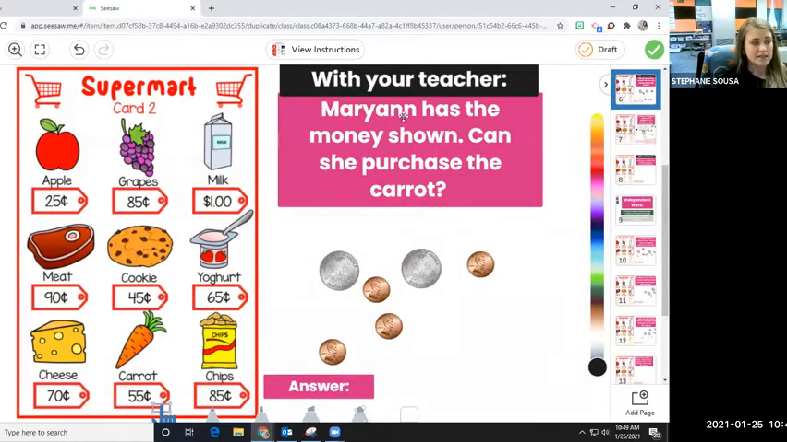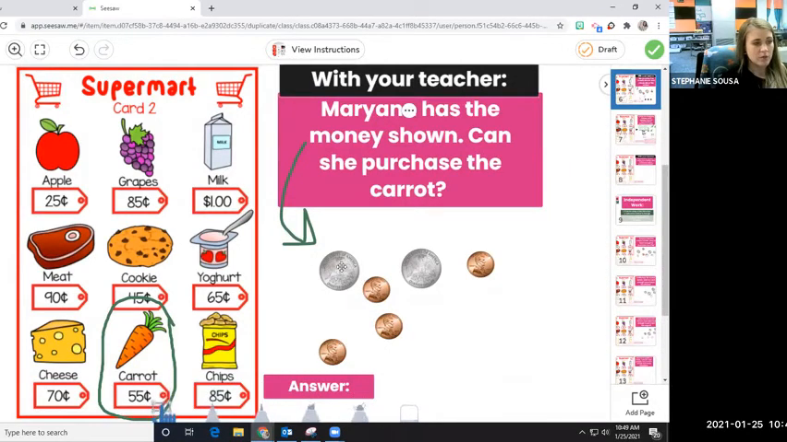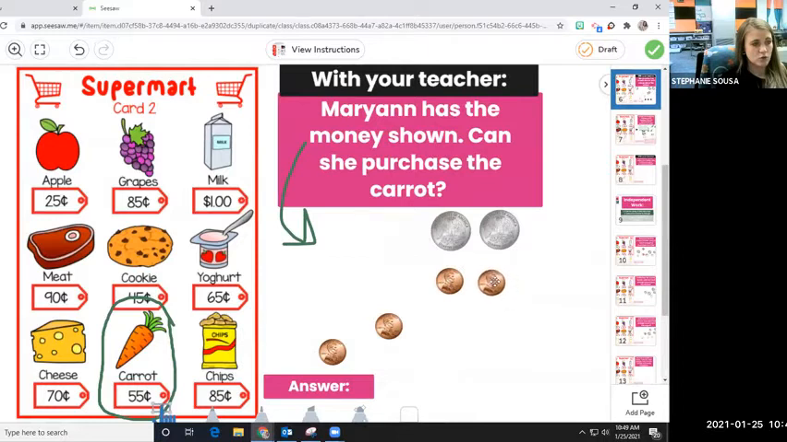Slide 6 says, Marianne has the money shown. Here's the money. Can she purchase the carrot? Let's circle the carrot. The carrot costs 55 cents, okay? I'm going to organize my money. My brain counts best that way. I have 2 quarters. I have 4 pennies.